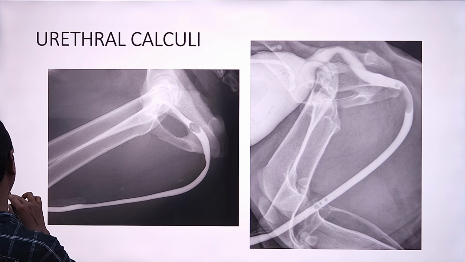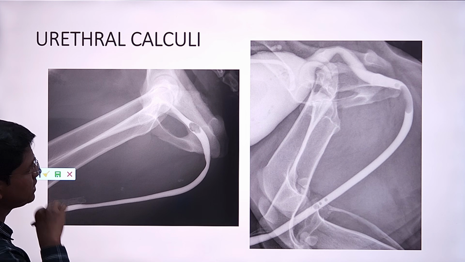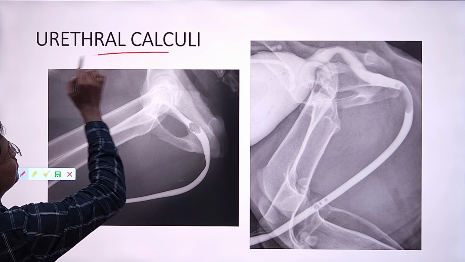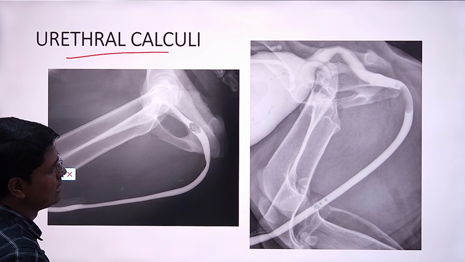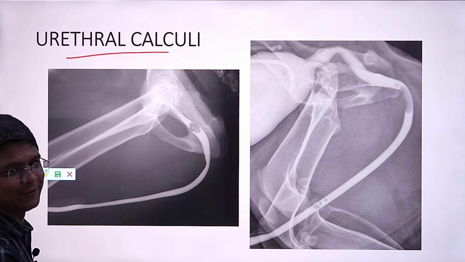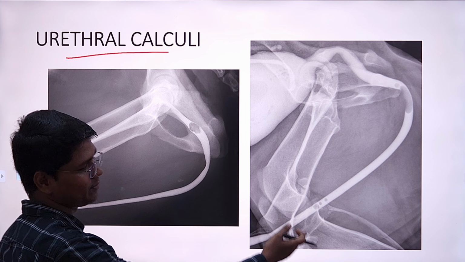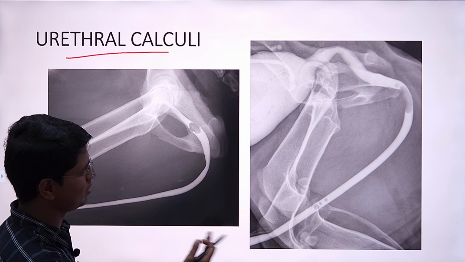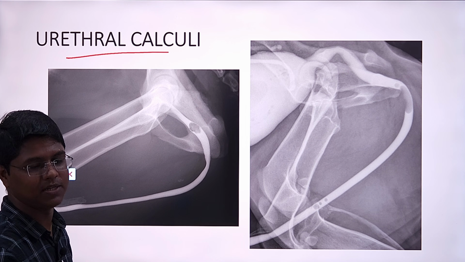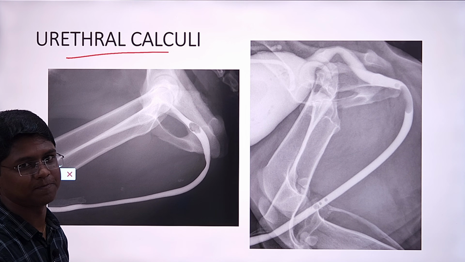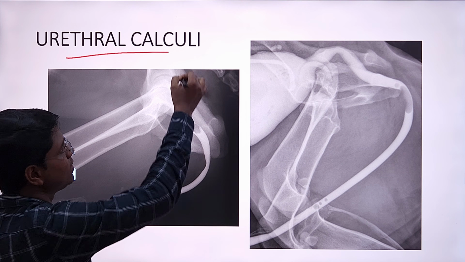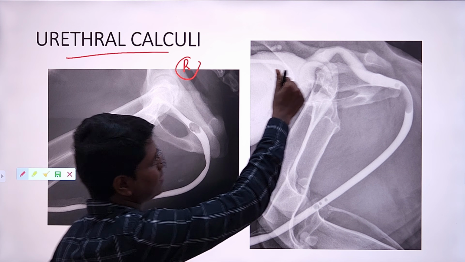The first pathology which you can commonly diagnose is urethral calculi. See these urethral calculi. These are two images: one is real, one is artifact. Can you tell which one is real and which one is artifact? I have discussed the filling defects. So this one is real, this one is the artifact.